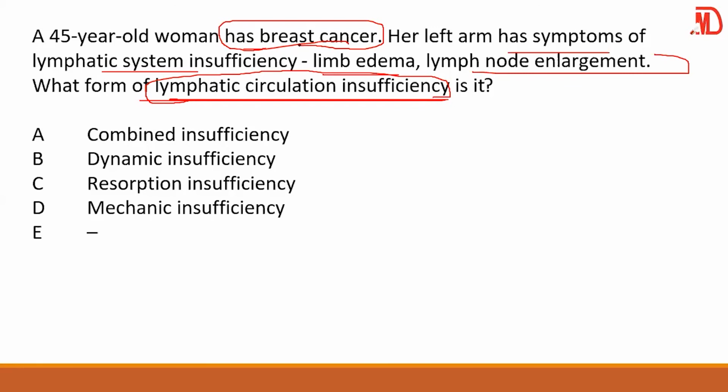And so therefore, we call this what? A mechanical insufficiency, where there's occlusion of the lymphatics by either cancer, thrombosis, whatever and whatever. Anything that is causing a blockage, we are referring to a mechanic factor. So here we have A, mechanic or obstructive. They all mean the same.